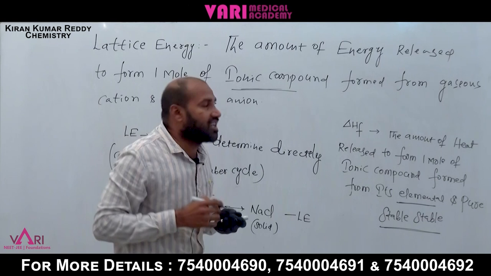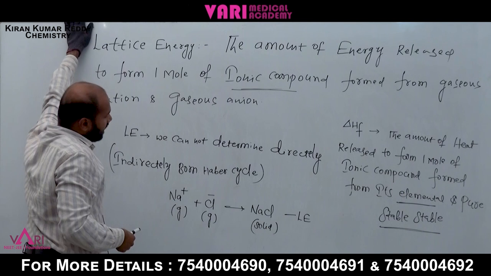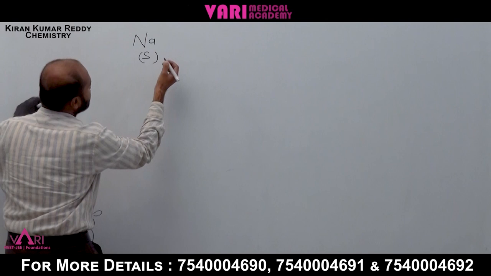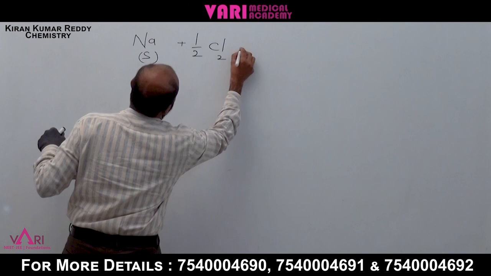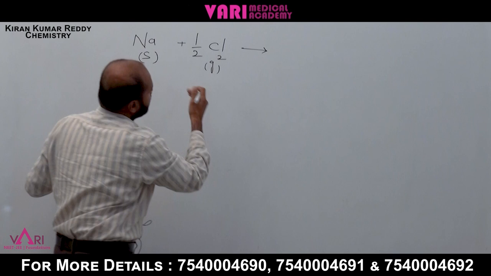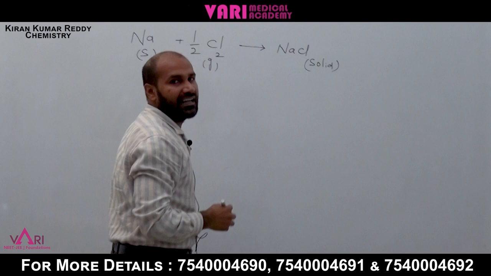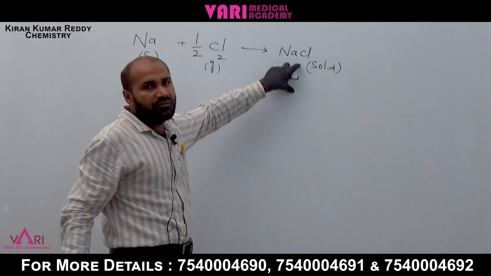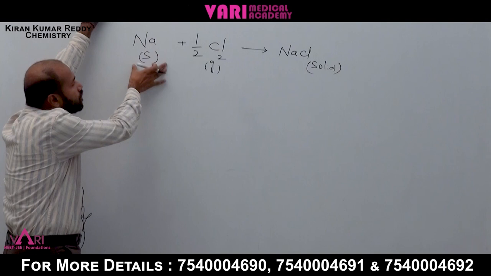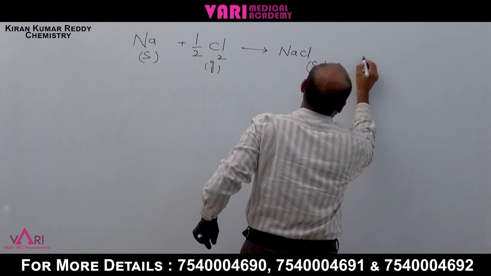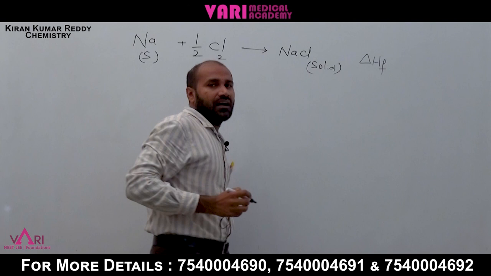Next, we can discuss how we can calculate the lattice energy. For heat of formation, we know sodium in solid, elemental state, plus 1/2 Cl2, which is a gas, gives rise to NaCl, which is a solid. Here the amount of heat released to form 1 mole of ionic compound from elemental, pure stable state, sodium solid and chlorine gas, to form NaCl, is called delta HF, heat of formation or enthalpy of formation.